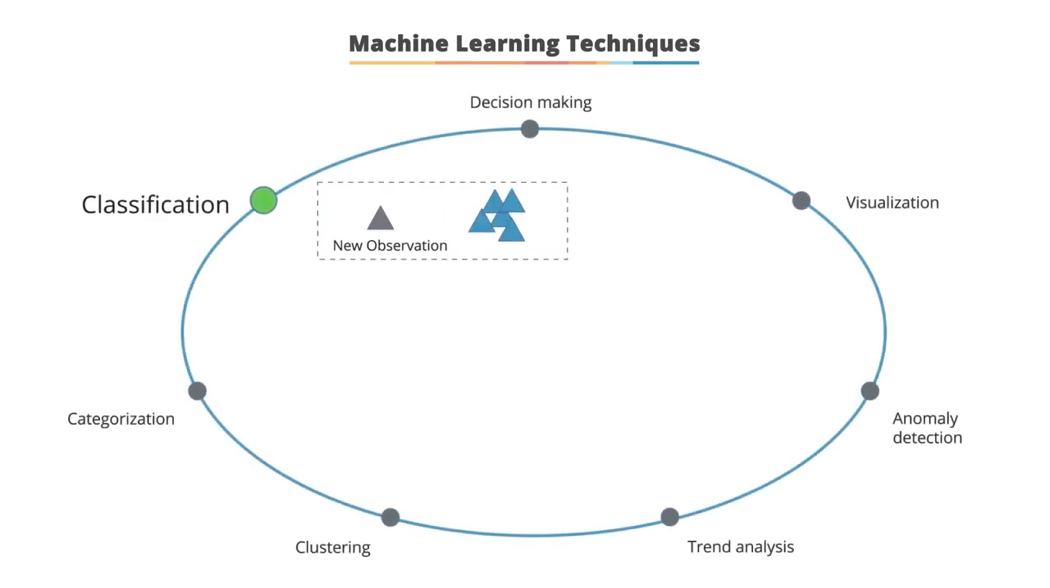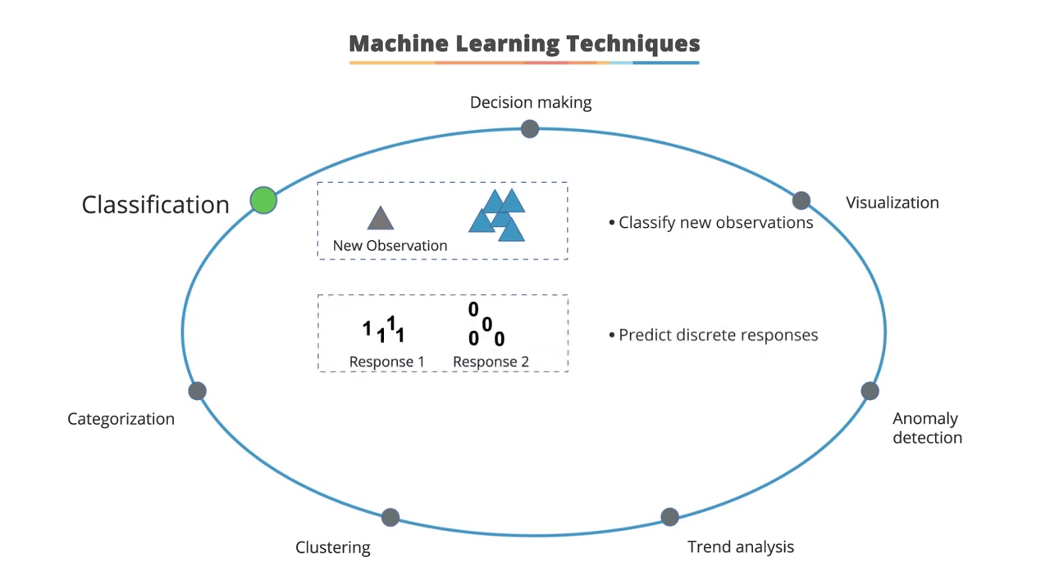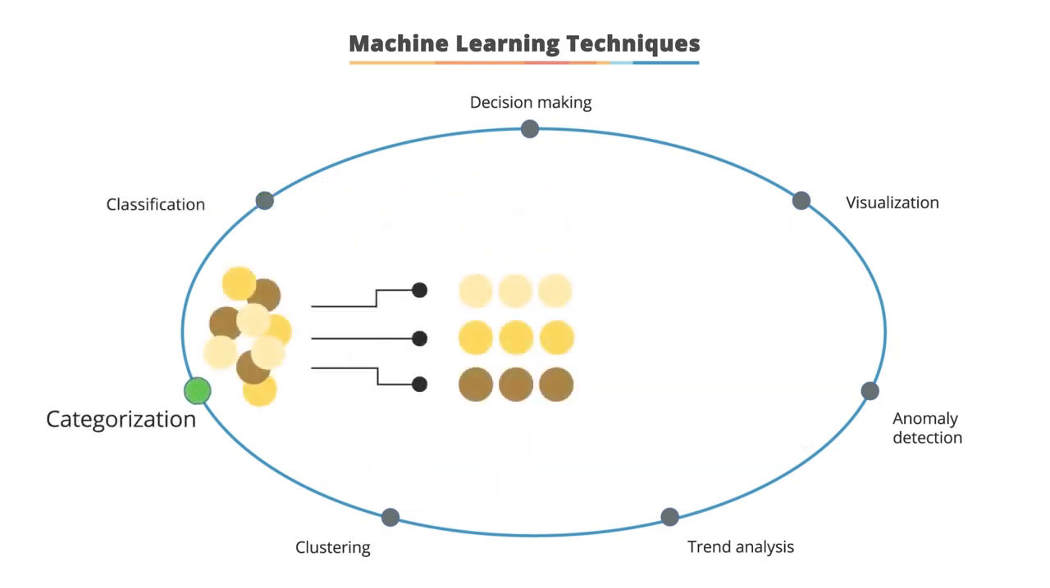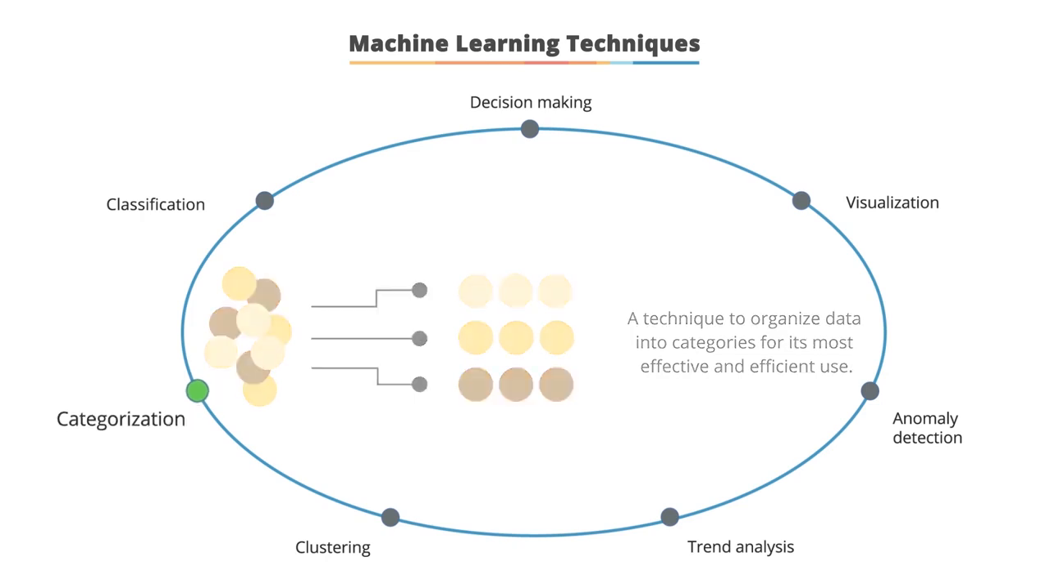Classification is a technique in which the computer program learns from the data input given to it and then uses this learning to classify new observations. Classification is used for predicting discrete responses. Classification is used when we are training a model to predict qualitative targets. Categorization is a technique of organizing data into categories for its most effective and efficient use. It makes free text searches faster and provides a better user experience.